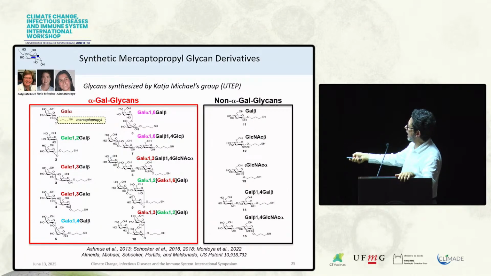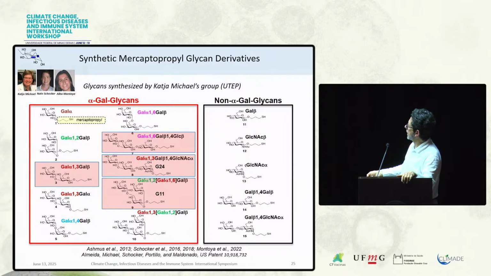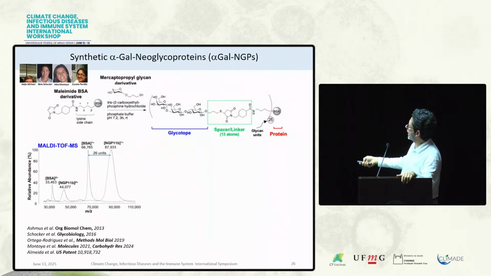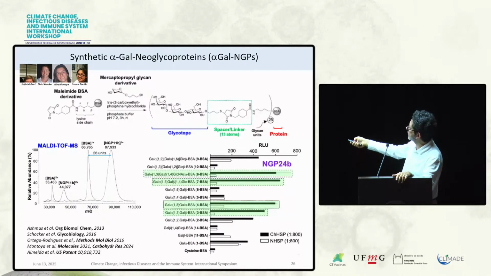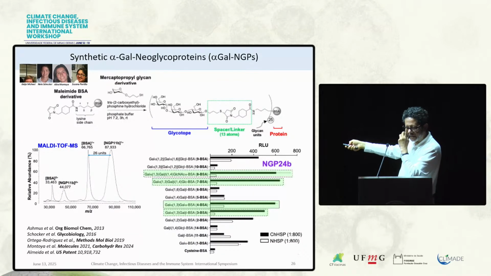We synthesized a library. In total, we have about 40 alpha-gal compounds. And then we can couple them to a carrier protein, because sugars alone cannot stick to any hydrophobic surface. And then you check by MALDI before conjugation. We can determine the number of units that are attached to the succinimide-derivatized BSA.